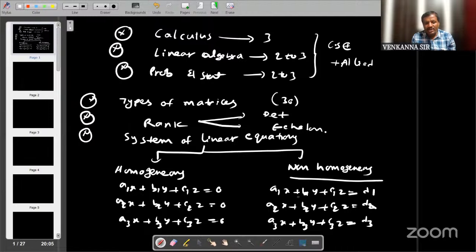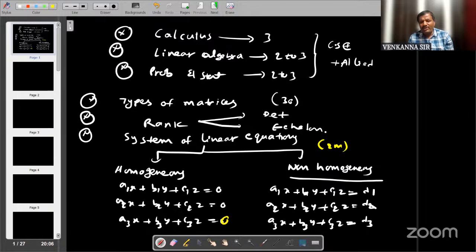So what is the difference between homogeneous and non-homogeneous? If you are observing, what is the difference? You can identify easily. If all elements are the zeros in the right hand side, then it is a homogeneous. If at least one of the right hand side is non-zero, it is a non-homogeneous. So homogeneous and non-homogeneous also very important. Sometimes 2 marks bit also will be expected from this topic, system of linear equations.